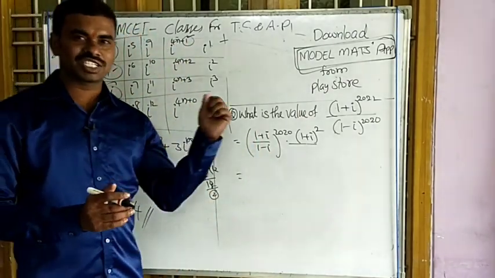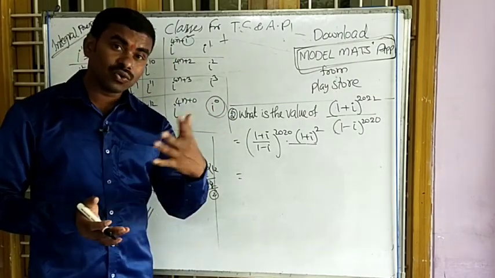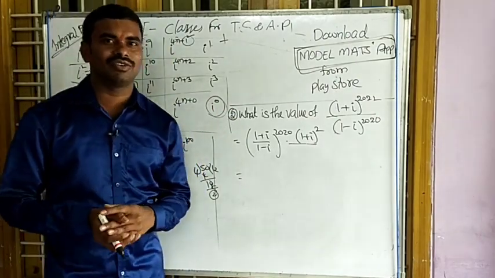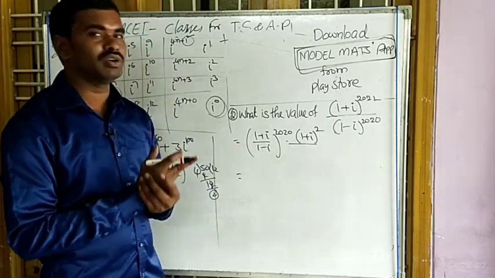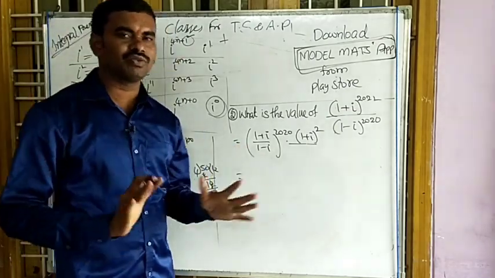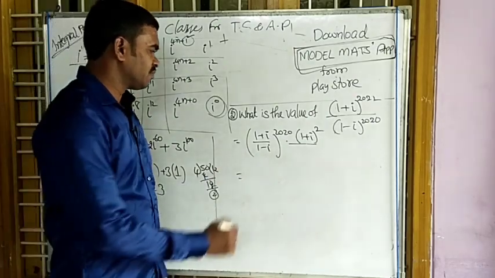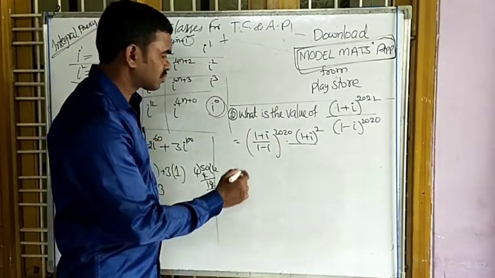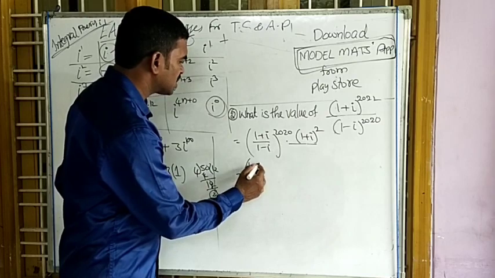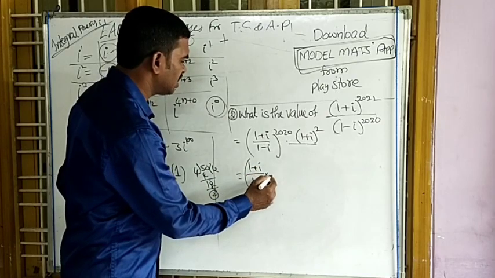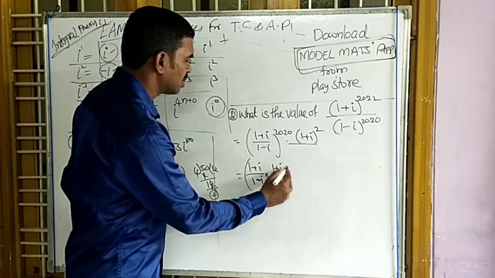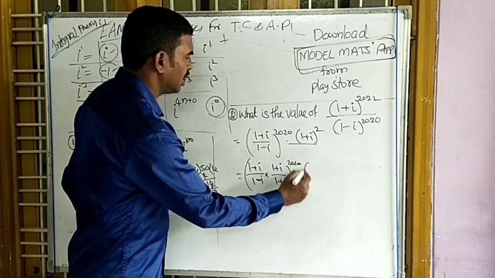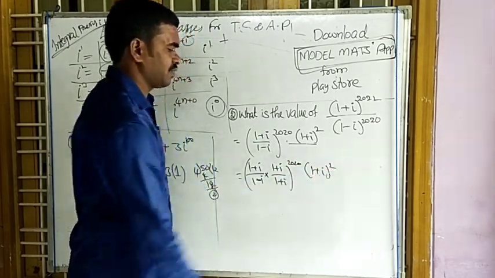Yeah, very good. Because you have done a very good job in second year, if you watch our videos, these are very simple. So nothing to worry about, you can easily solve. So here, rationalizing with 1 plus i, since minus is there, we get (1 plus i by 1 plus i) whole power 2020 into (1 plus i) whole square.